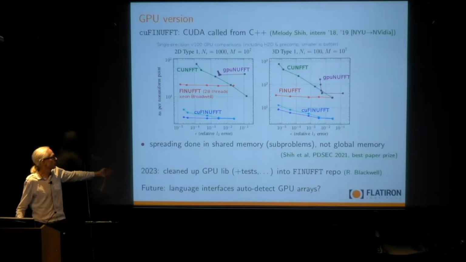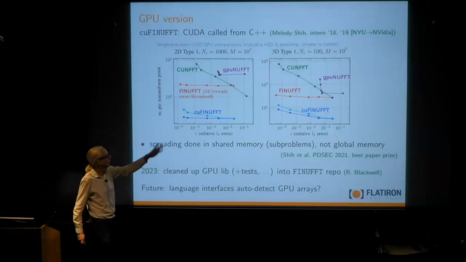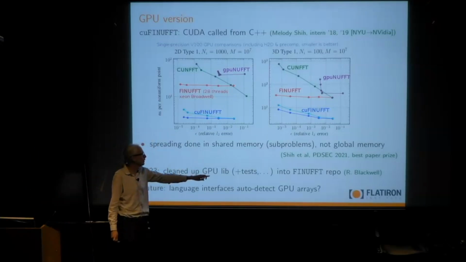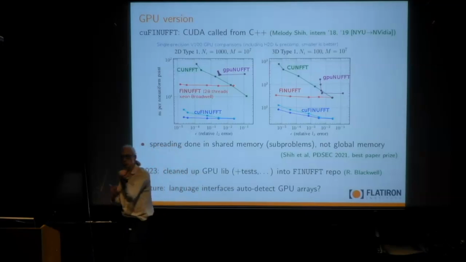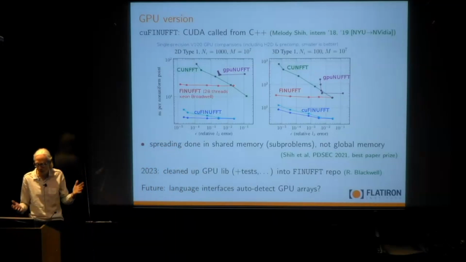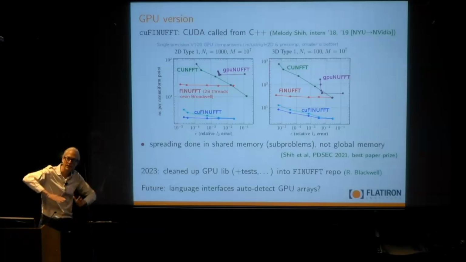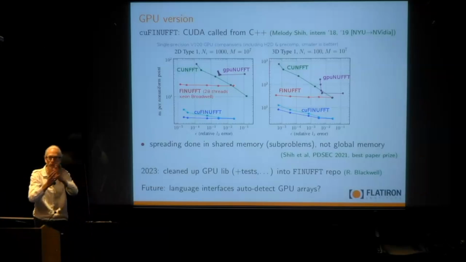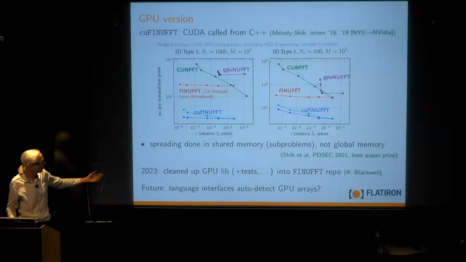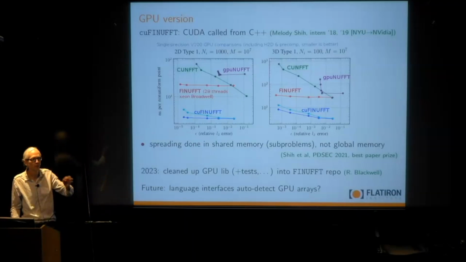Robert Blackwell has recently done an amazing job of cleaning up Melody's research code into the main repo, and we're sort of just trying to decide how to bring those 2 codes together. You can imagine this is like the evolution tree. Things split. Can you merge them back together? Can we auto-detect GPU arrays in a more elegant interface that's switchable?